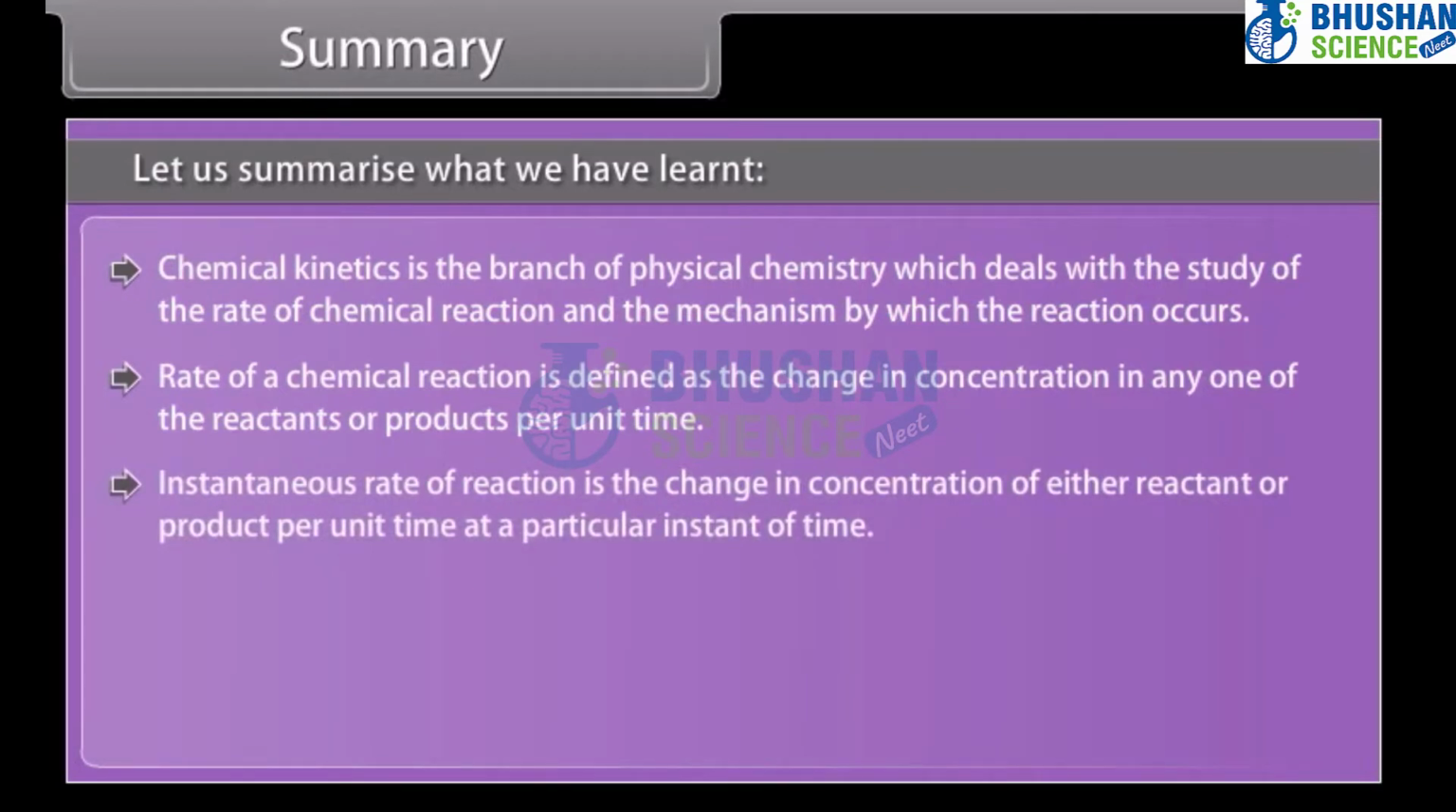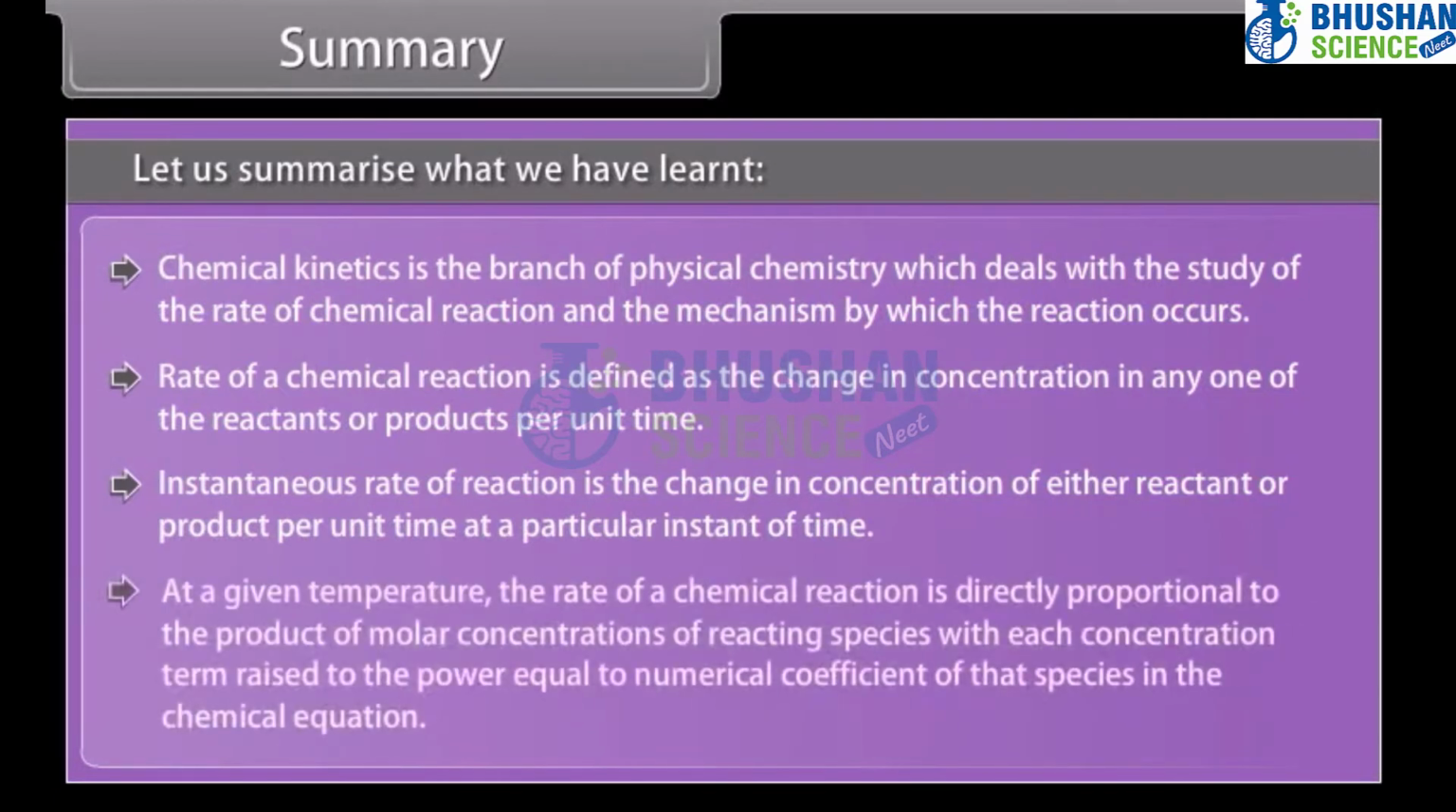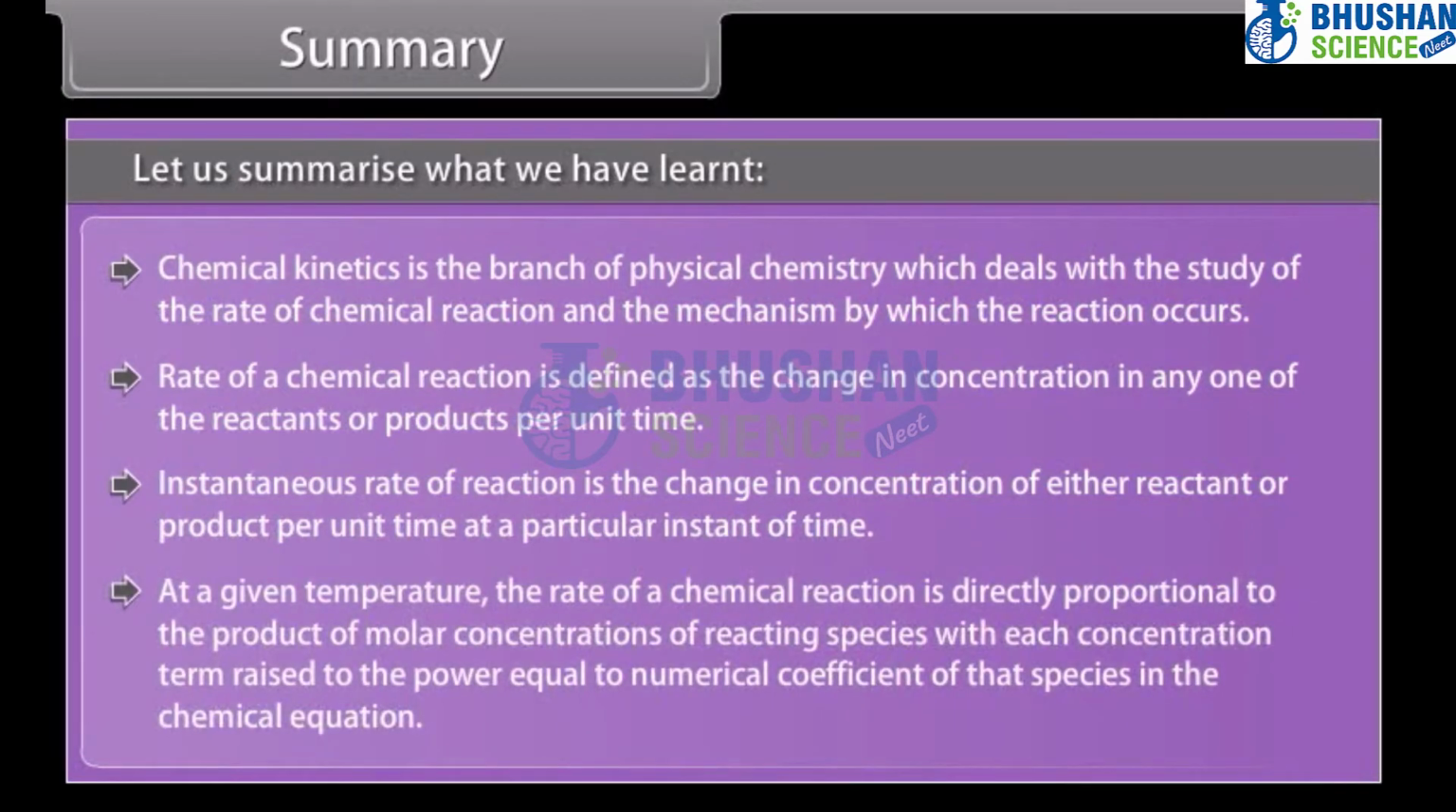Instantaneous rate of reaction is the change in concentration of either reactant or product per unit time at a particular instant of time. At a given temperature, the rate of a chemical reaction is directly proportional to the product of molar concentrations of reacting species, with each concentration term raised to the power equal to the numerical coefficient of that species in the chemical equation.